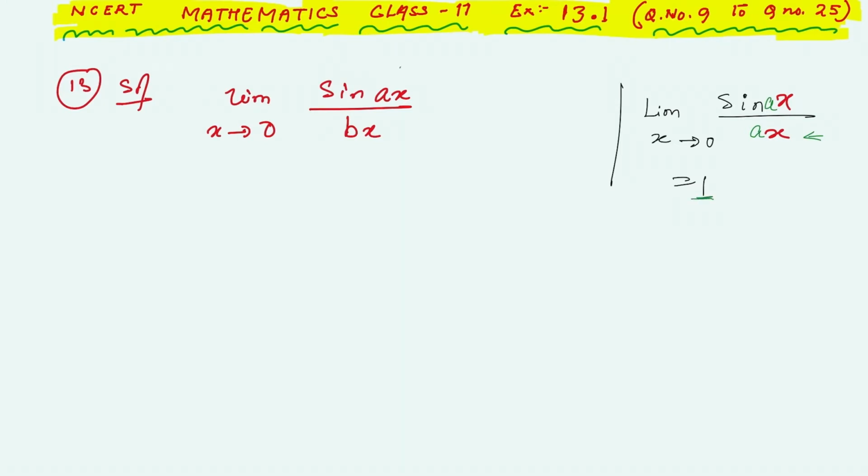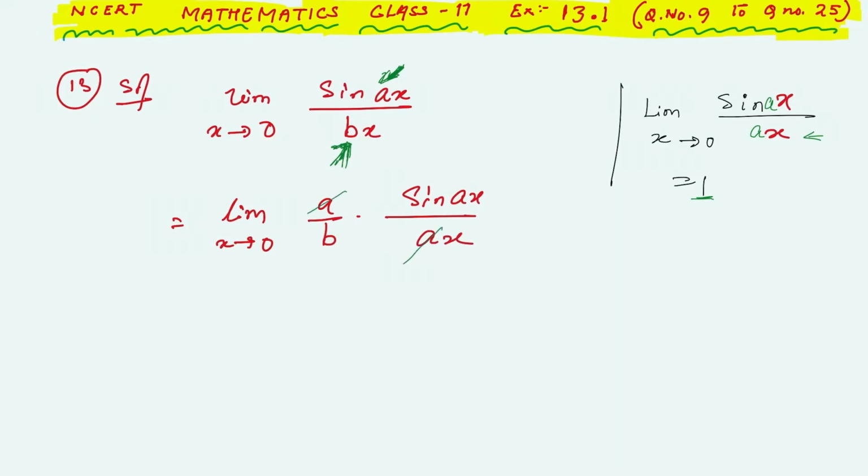So here this is a, but this is b. This is sin ax, but in the denominator it is bx, so that's why we need to make it a. So how to do that? Limit x tends to 0, here we can write a by b into sin ax by ax. If you cancel a and multiply b and x, again you will get the first expression. So that's why we have to simplify like this.